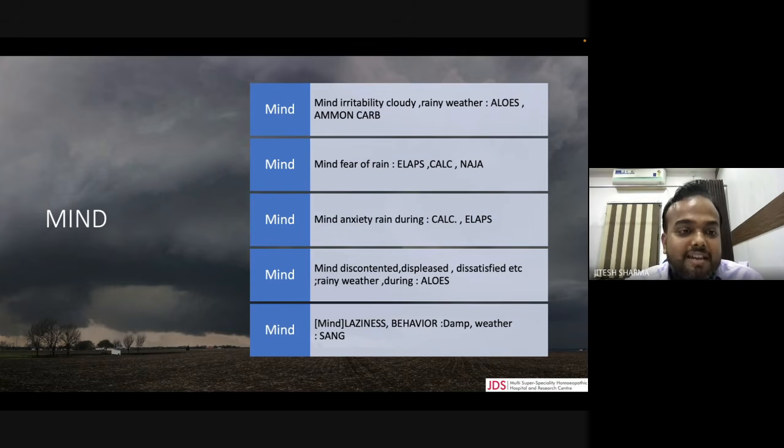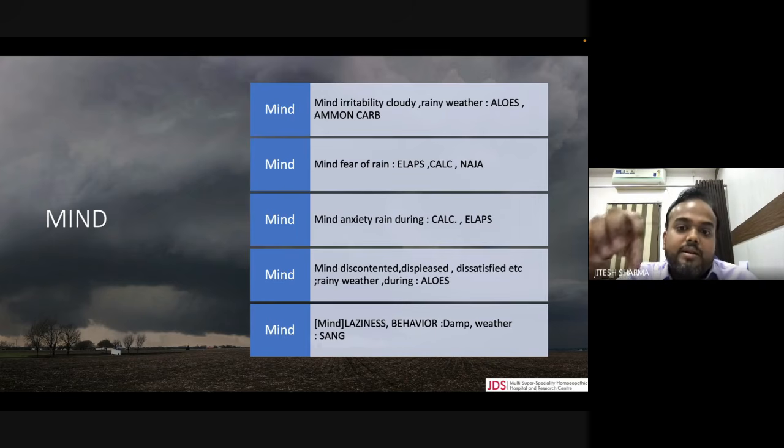Naja doesn't like rain. Why? Because snakes burrow their holes, right? They have their kids in the holes. So they have a strong fear that if there is rain, their kids will die, the eggs will die inside. Out of this, they have developed this fear, especially snakes like Elaps and Naja are the main remedies for fear of rain.